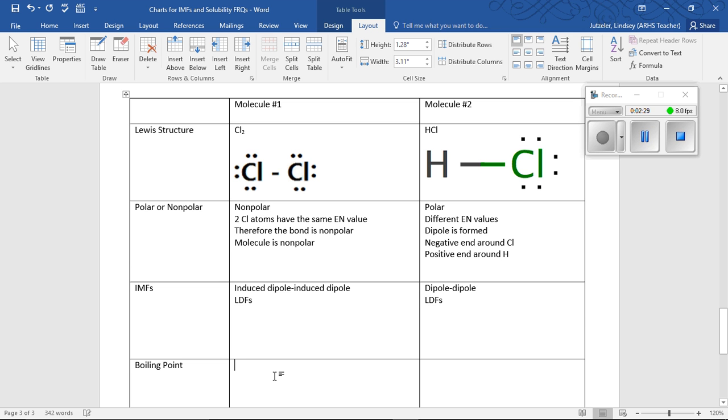All right, so the boiling point of Cl2 is 238 Kelvin, and here you're 188 Kelvin. Okay, so then you stop and you think, well, shoot, I know that the dipole forces are stronger than LDFs. But if that were the case here, then HCl would have a higher boiling point than Cl2, and it does not. Something else must be happening.